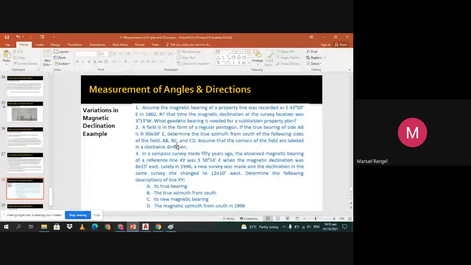So assume the magnetic bearing of the parallel line was recorded at 40 degrees east in 1862. At that time, the magnetic declination at the survey was 3 degrees 15 minutes west. So what geodetic bearing is needed for a subdivision property line?